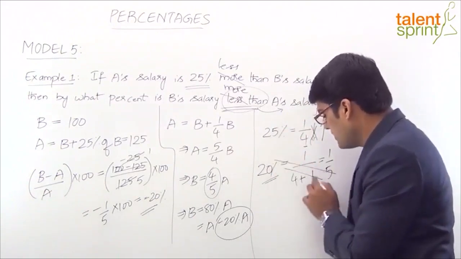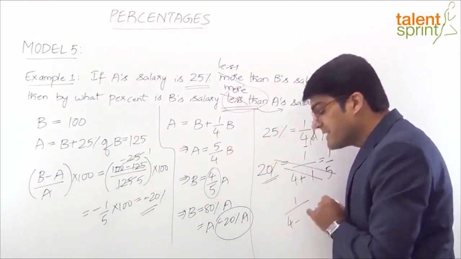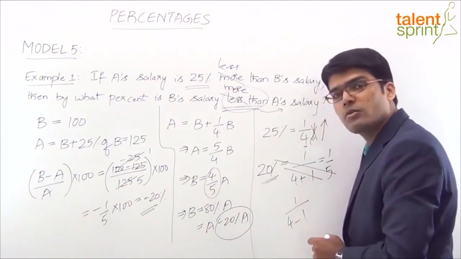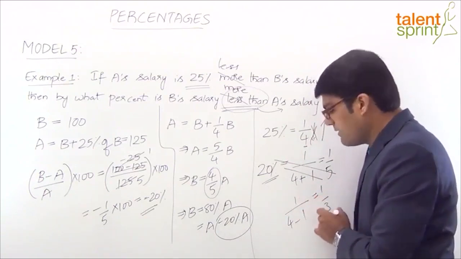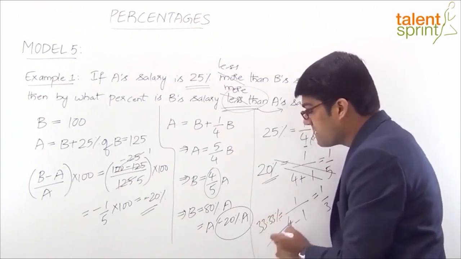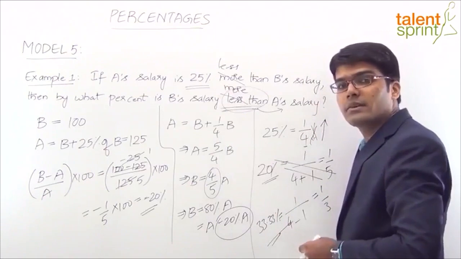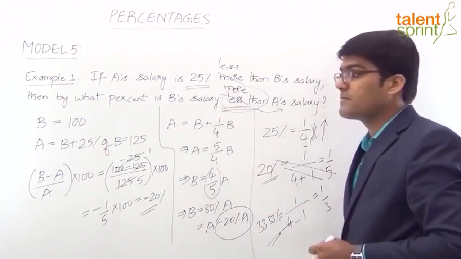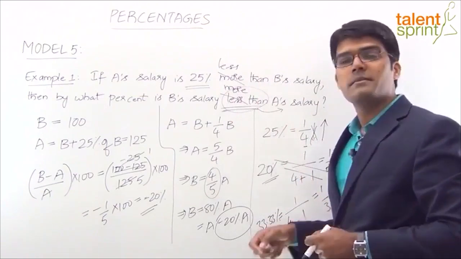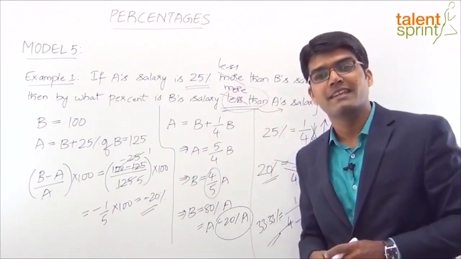So, 1 by 4 will become 1 by 4 minus something. What is that something? The value given in the numerator. 1 by 4 will become 1 by 4 minus 1. 1 by 4 minus 1 is 1 by 3. 1 by 3 is what percentage? 33.33%. So your answer for the second question should be 33.33%. Which means if A is 25% less than B, then B will be 33.33% more than A.